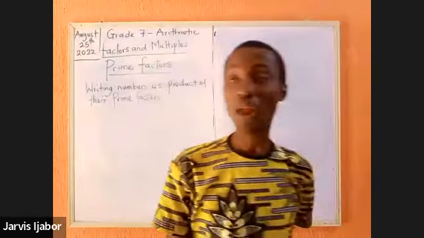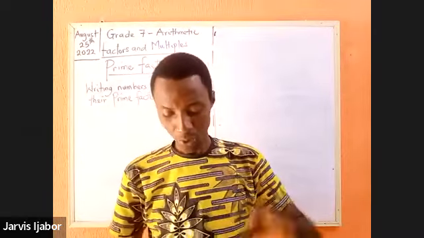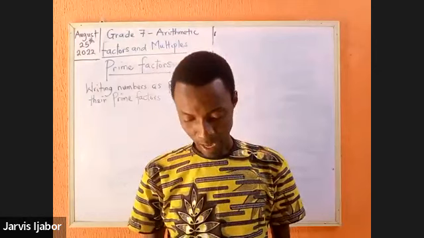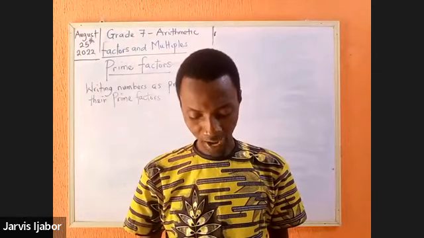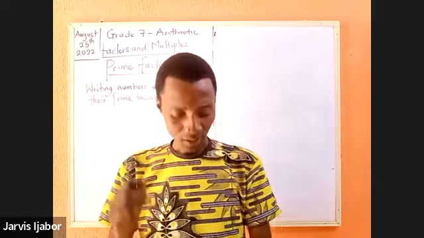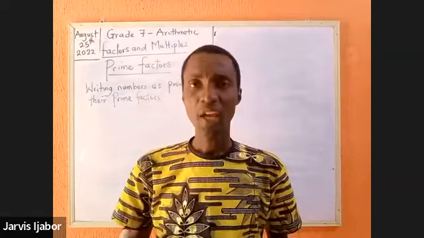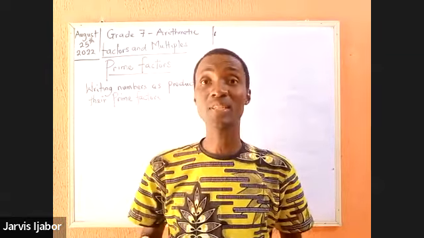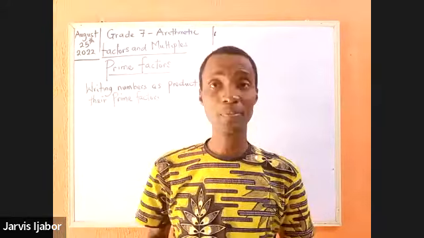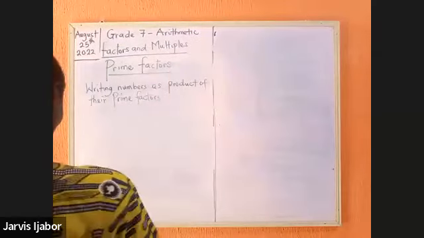So we're going into writing numbers as product of their prime factors. So how do we write numbers as the product of their prime factors? We'll take a few examples. If you go to exercise 3C of New General Mathematics, page 16, a few of the questions are given there, and we're going to test how this concept is being used. All right. So I'll just pick a few of them.